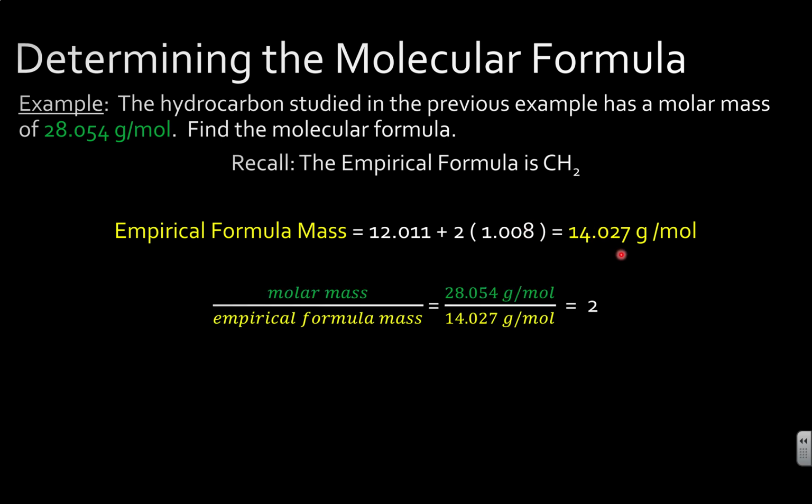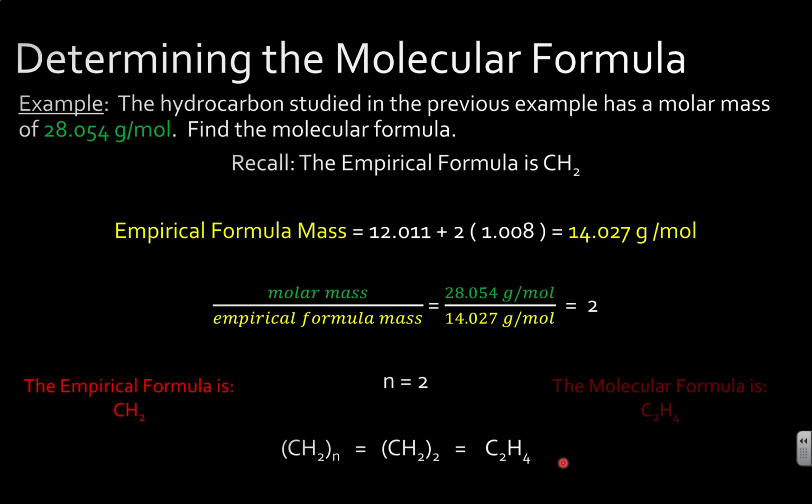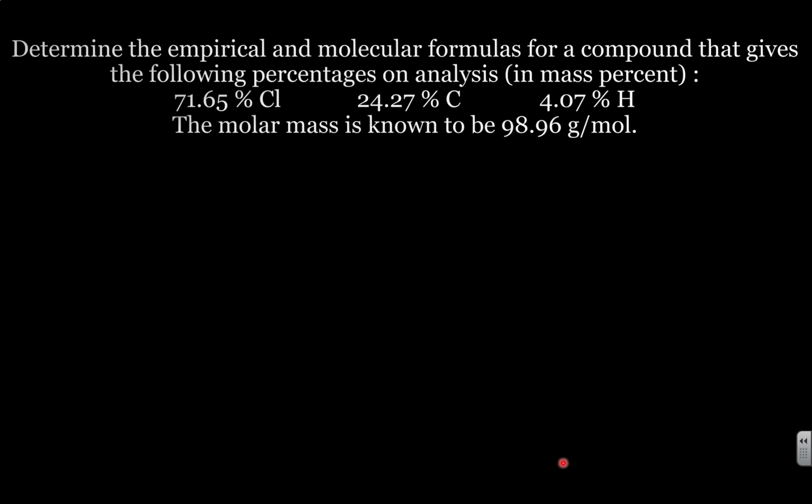Then you're going to take your molar mass divided by your empirical formula mass, and that's going to give you 2, or roundabout 2. You may have to round to a whole number, but it should get pretty close. So that is your end factor. You're going to multiply all subscripts in the empirical formula by 2. So here's your empirical formula, and you multiply them all by 2. The 2 distributes, and so your molecular formula is C2H4. Okay, simple enough.